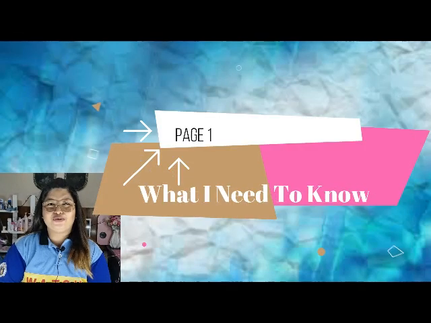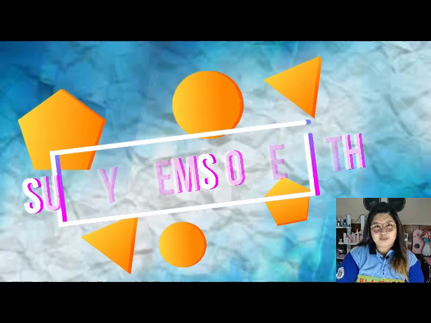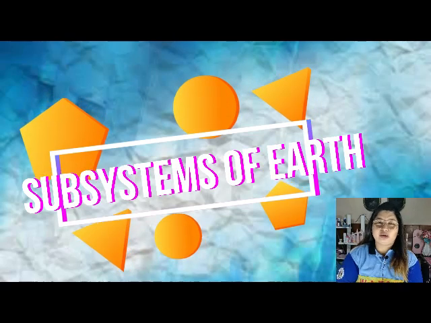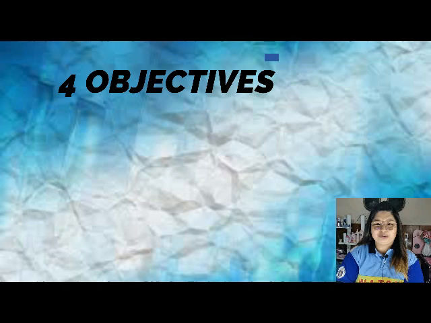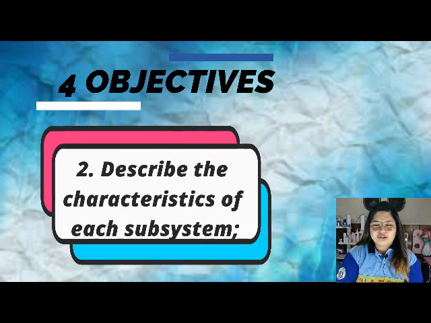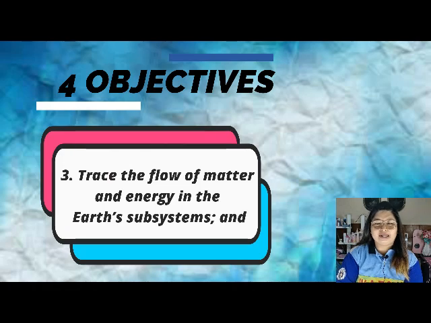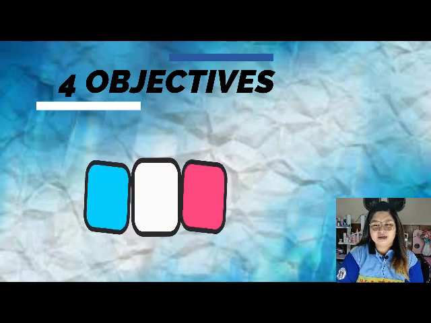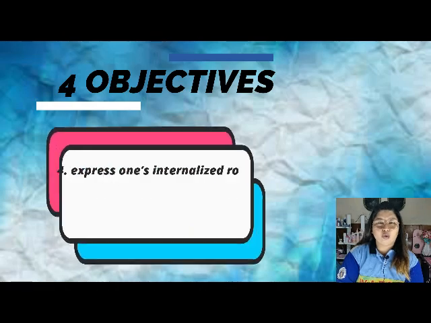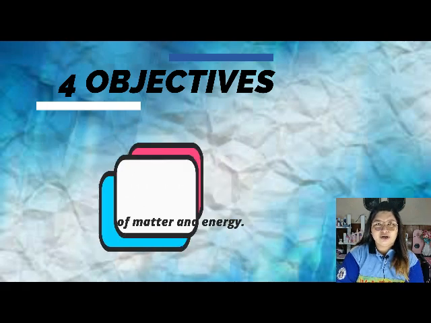Please go to page 1 of your module, What I Need to Know. This module is composed of the subsystems of our Earth. After going through this module, we have to reach objectives. Number 1, determine the 4 subsystems of our Earth. Number 2, describe the characteristics of each subsystem. Number 3, trace the flow of matter and energy in the Earth subsystems, and express one's internalized role as a steward of the 4 subsystems concerning the flow of matter and energy. Kailangan natin ma-reach yung 4 na yon by the end of this module.